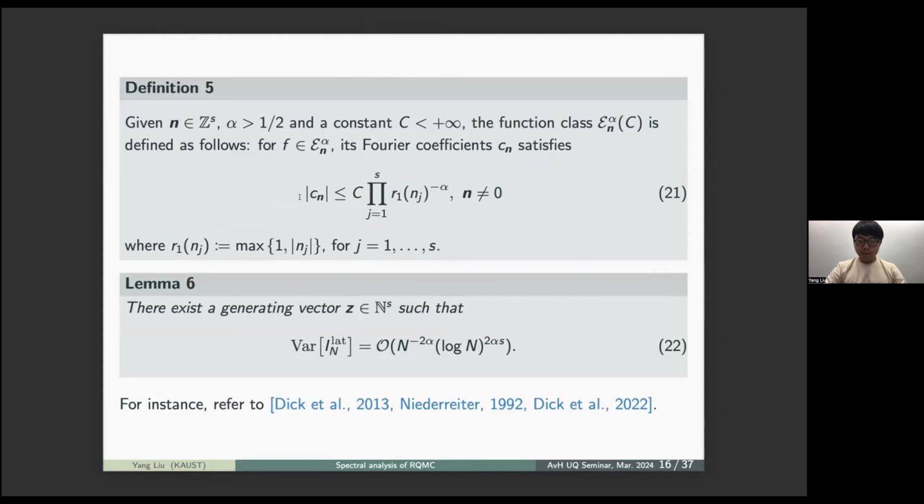If you have the decay of such Fourier coefficients, then there is an existing result. There exists a generating vector such that the variance of this randomly shifted lattice rule can achieve this convergence result.